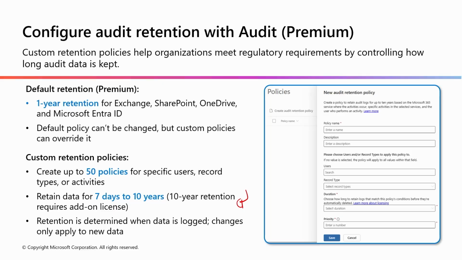That's the critical thing. You can have up to 50 policies for specific users, record types, activities across the business. So you can have a wide range of different policies there. And note, whilst the default policy can't be changed directly, any policies you define are going to be higher priority. So we'll use those first.